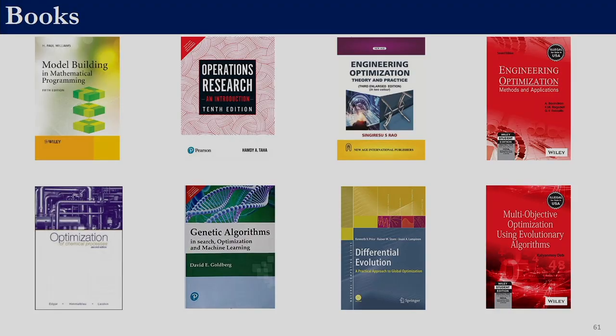So these are some of the classical optimization books, right? This book particularly helps in developing models. We'll be touching upon developing models in this course, but greater details are available in this book, Model Building for Mathematical Programming. This is a classical book by Taha, Operation Research. This is again a standard textbook for engineering optimization by S.S. Rao. This one is by Reklaitis and co-workers, right? This is Goldberg's book on genetic algorithm, differential evolution by Price and Storn, right? And this is another classical book by Kalyanmoy Deb, right?